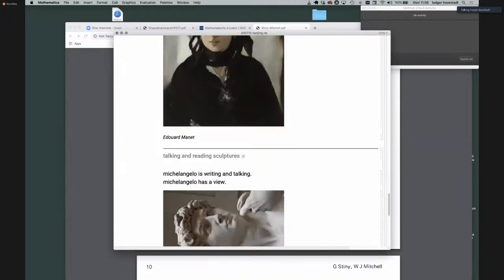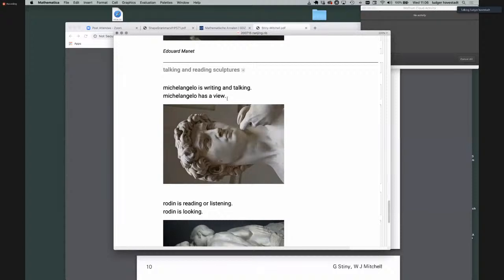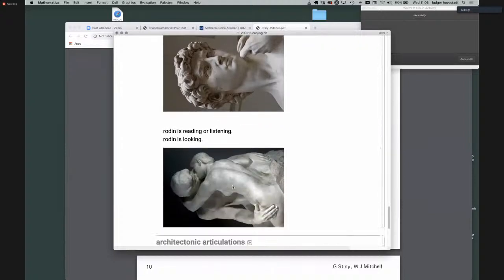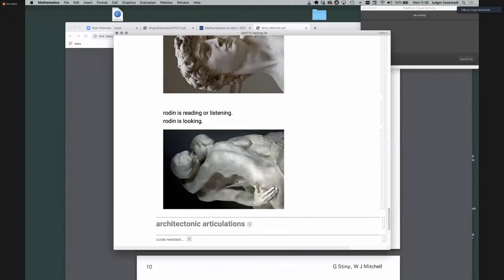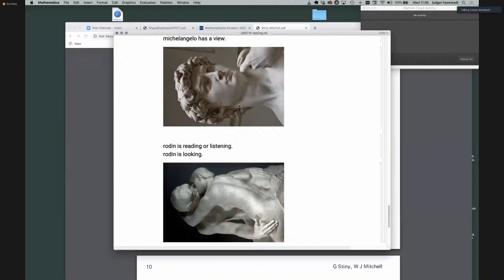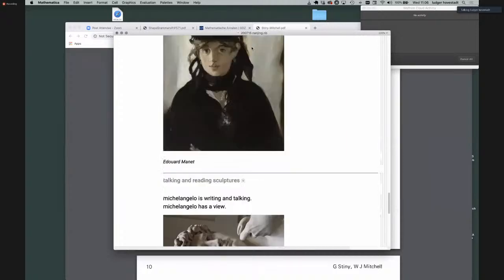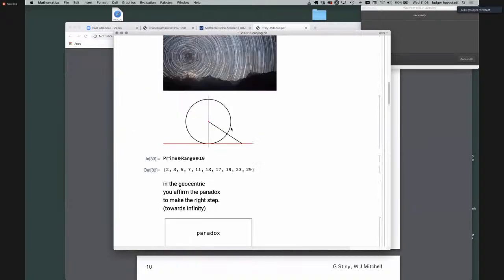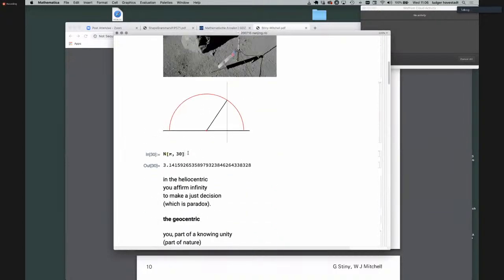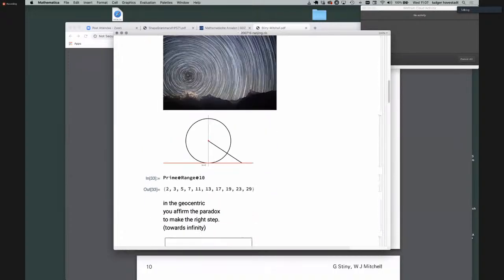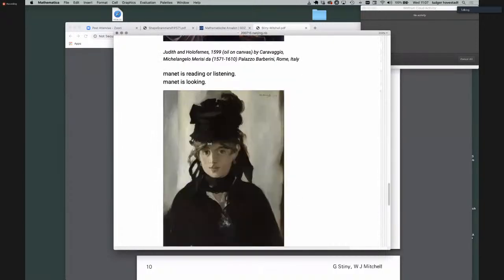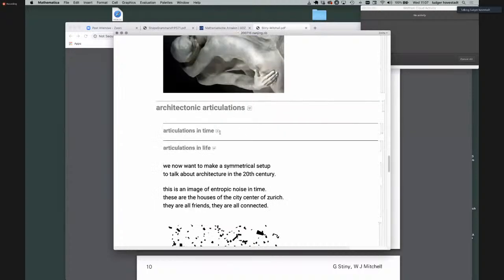Do the same with sculptures. Michelangelo, 16th century, talking. Listening, reading: Rodin, 19th century. These are the inversions, directly: in, out, out, in, circular, linear. This corresponds to the primes. This corresponds to these distinctions and to the primes and the irrational numbers. Talking, reading. Get that.